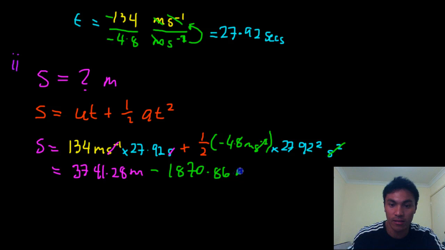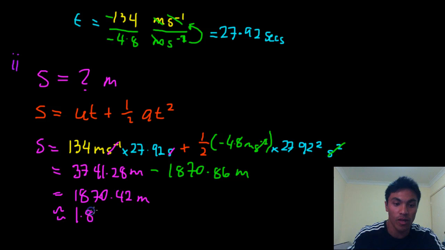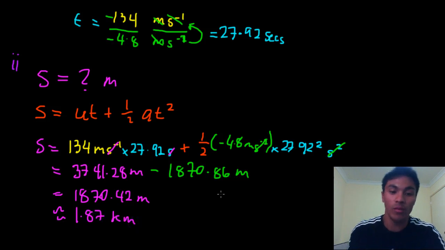1,870.86 meters. And if you do that basic subtraction, it actually ends up 1,870.42 meters down the runway, which is approximately 1.87 kilometers. So you need a minimum of 1.87 kilometers for your runway. So hopefully this was helpful for you guys. See you later.